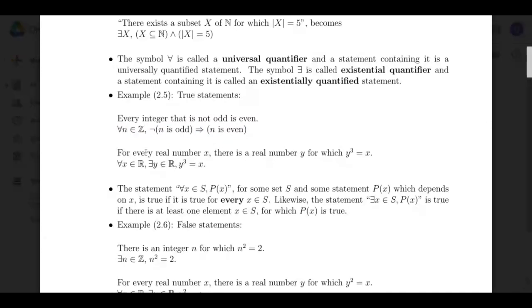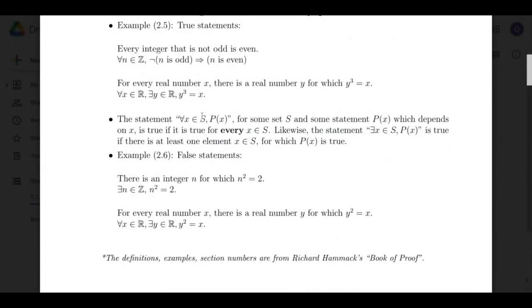The next one: for every real number x, there is a real number y for which y cubed equals x. So every real number x is someone's cube. There is a real number y for which y cubed equals x. We can read it as: for all x in the real numbers, there exists y in the real numbers, and such an equation holds: y cubed equals x. So we see the advantage: using these quantifiers, we simplify the English sentence.